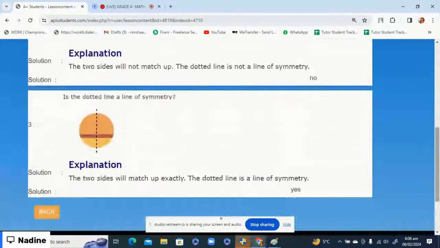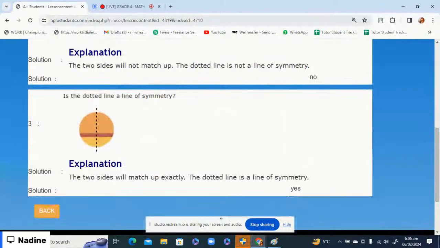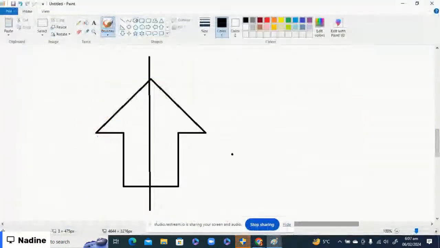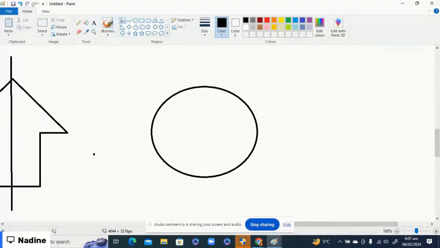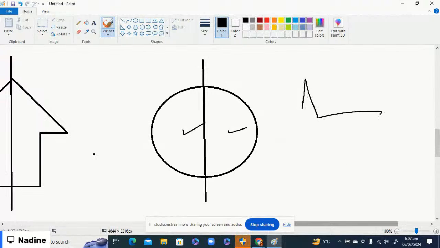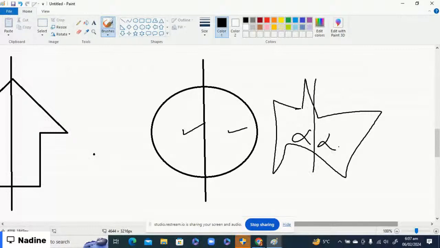Look here at the circle now. Is the dotted line a line of symmetry? Just check it out. Here we draw a circle, and then we cut this circle into two halves. So we can say that here it becomes two halves, so this is a line of symmetry, because this is equal and this is equal. Otherwise, for example, here is some random shape, and when you cut it down, this is not a line of symmetry.